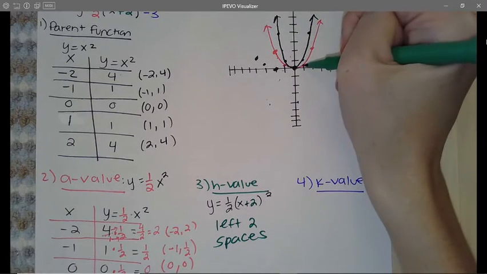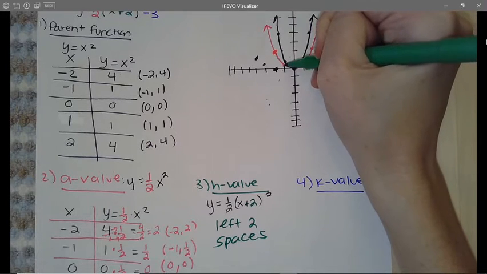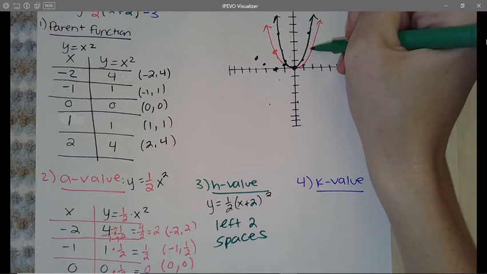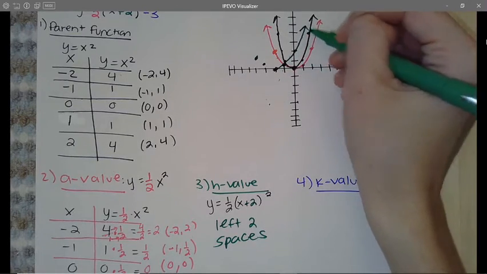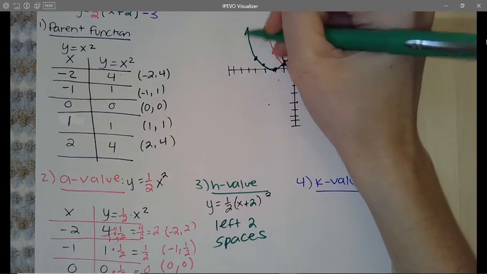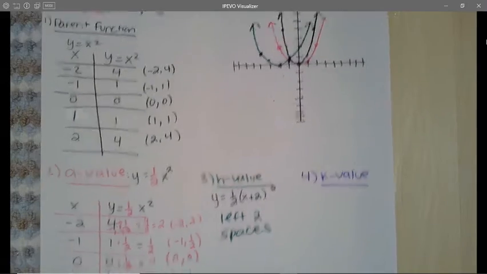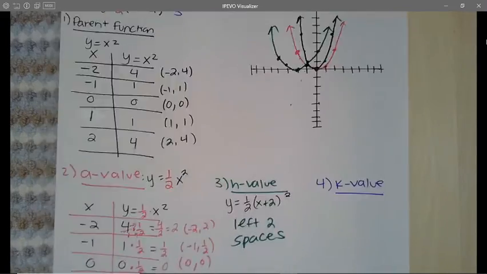Yep. Okay, I'm going to count this point to the left. And I'm going to count this point to the left. There we go. So there you go. Our pink graph has shifted to the left 2 spaces. All right, and our final value is the k value.